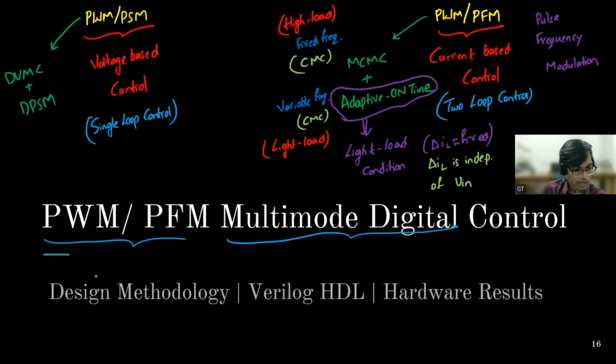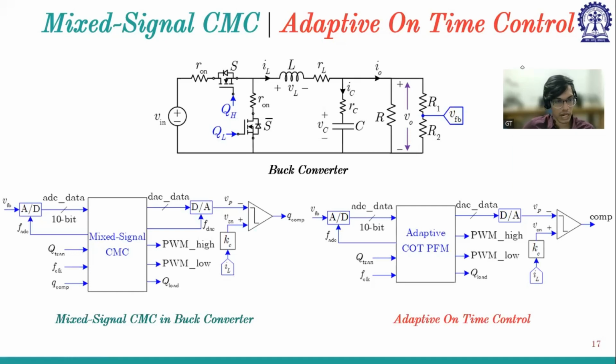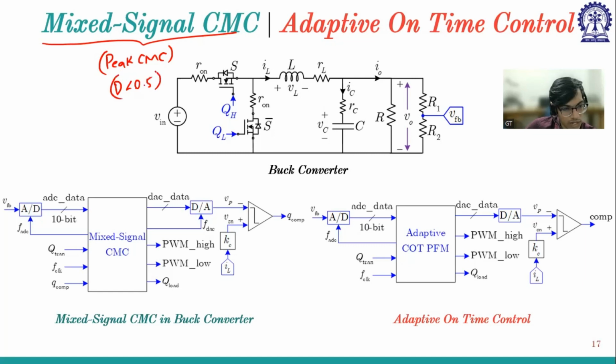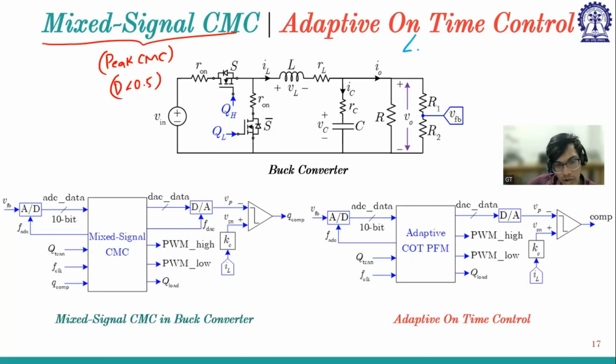So again, the same thing, similar to what we had discussed before. First, we'll discuss the top-down design methodology, followed by Verilog HDL, and then followed by a few hardware results. So let us quickly summarize the mixed signal current mode controls as I have discussed. This is mixed signal current mode control, and again this is peak current mode control because the duty ratio is less than 0.5 for the operating conditions that we have selected. And then the light load condition is the adaptive on-time control. So this is for light load condition.